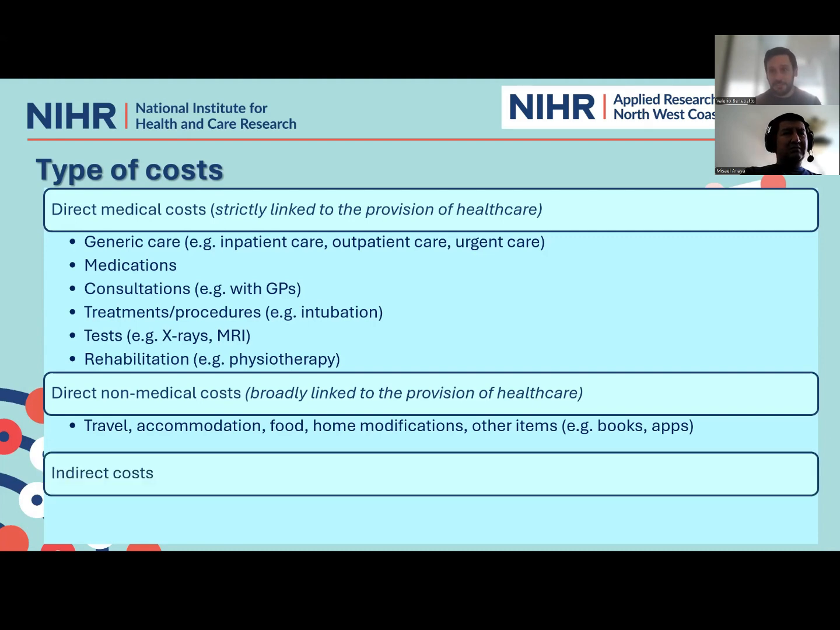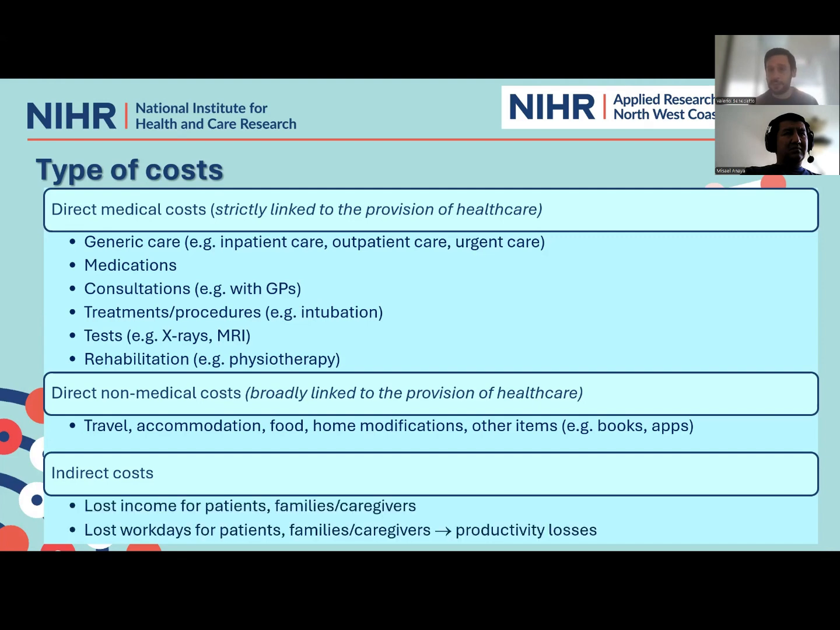And then another macro category of cost is that related to indirect costs. And here we kind of come out from the health or social care realm, and we're thinking about personal costs for the patients, lost income for themselves, but also for their families or for caregivers as a consequence of having a particular disease or condition. Also as a consequence of being admitted to hospitals or being treated for a particular disease or condition. Also more societal costs, for example, productivity losses.